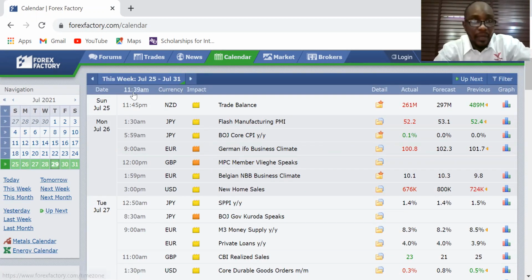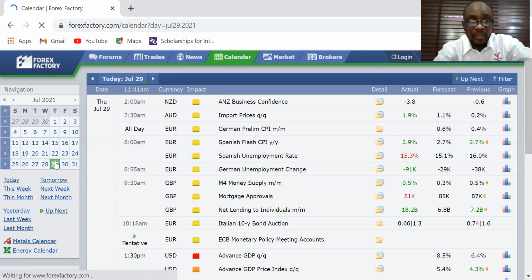But our emphasis is on that particular day you want to trade. Now, today is Thursday, which is 29. You click on 29th, and it brings the news of that day. Now, look at that. Thursday, July 29th. It still tells you that today is July 29th. This is the time here in Nigeria.